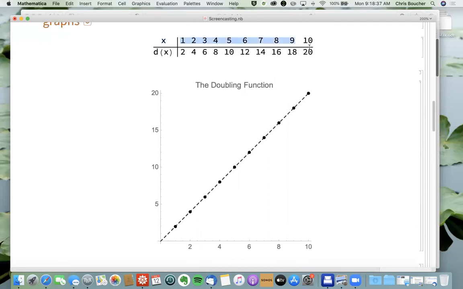And so if I have an input-output table for a function like this, what I really have is a lot of different ordered pairs on the graph of the function.